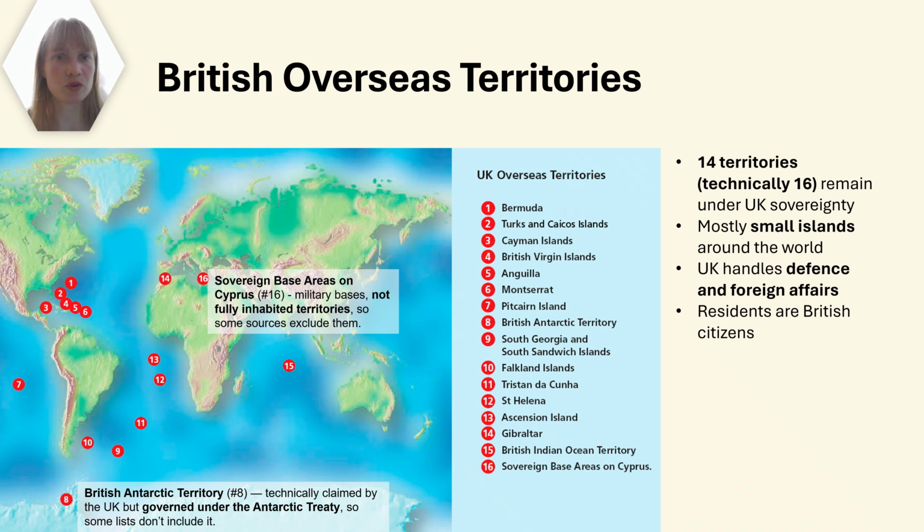A clear example of the UK's role is the Falklands War in 1982. When Argentina invaded the Falklands, the UK sent a task force and defended the islands, showing its commitment to protecting its territories. These overseas territories differ from the Commonwealth, which is made up of independent countries, listed on the next slide.